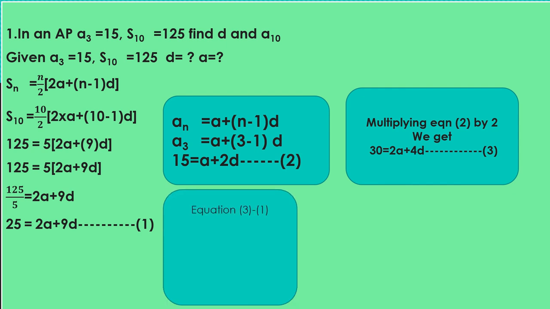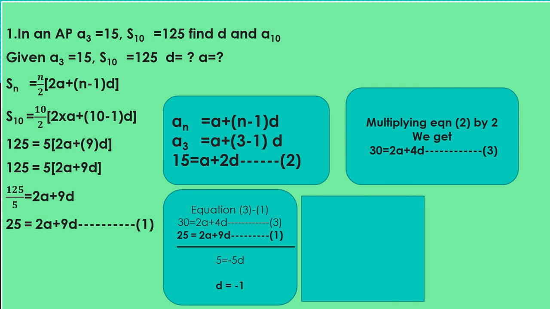By taking the first and third equations, we have to subtract the first equation from the third. Using the elimination method, 30 equal 2a plus 4d and the other equation is 25 equal 2a plus 9d. We have to subtract, that means we have to change the sign. So 30 minus 25 equal 5, and 2a on both sides is cancelled. 4d minus 9d is minus 5d. So the value of d is 5 by minus 5, that you will get minus 1. So the common difference is minus 1.